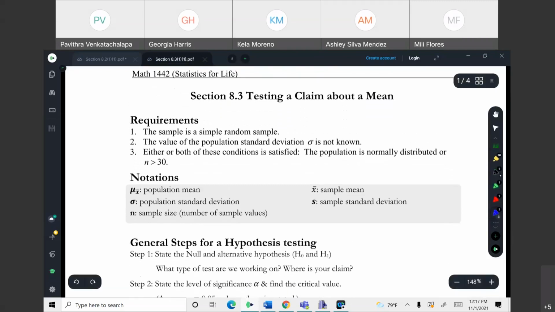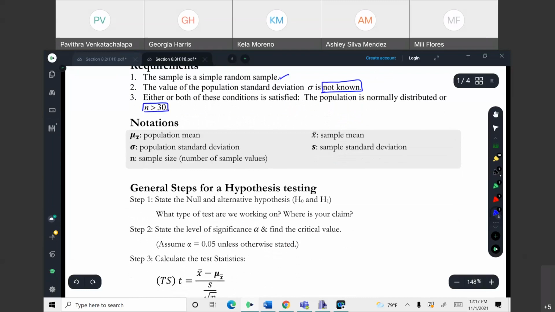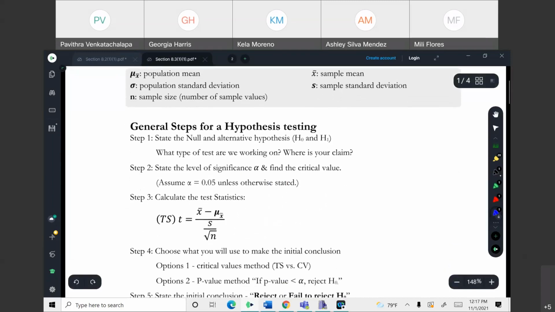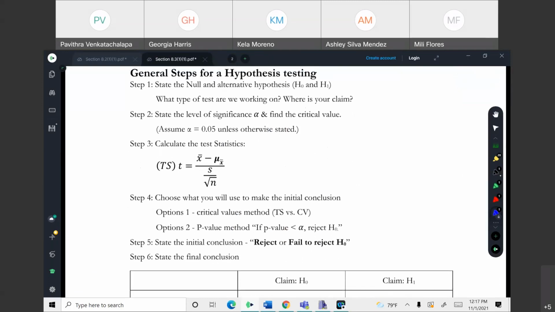Okay, now the sample must be a simple random sample, this we know. And here the value of the standard deviation is not known. So that's the only difference. Sigma is not known. And then the population is normally distributed, or generally we get n to be greater than 30. And these are the notations. You have been studying this from chapter 1. Now these are the general steps. This is what you followed for testing a proportion, so you will be following the same thing while you are calculating the mean.